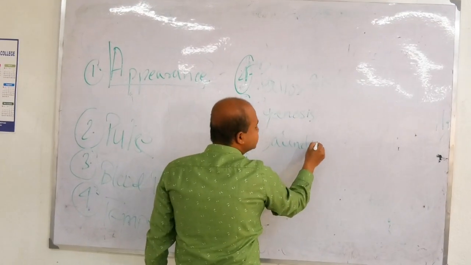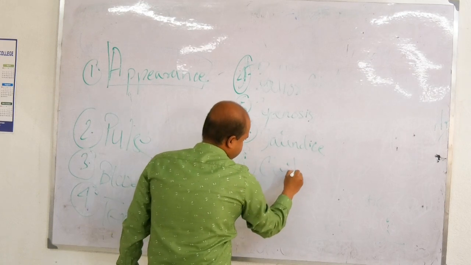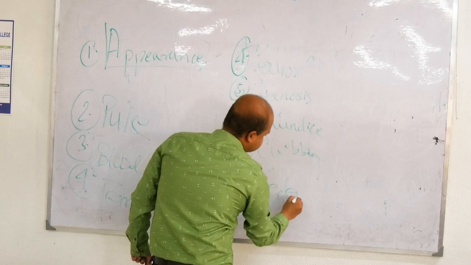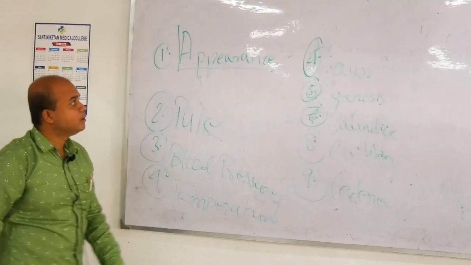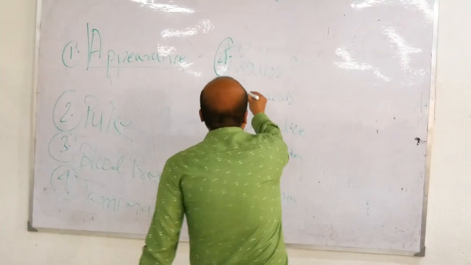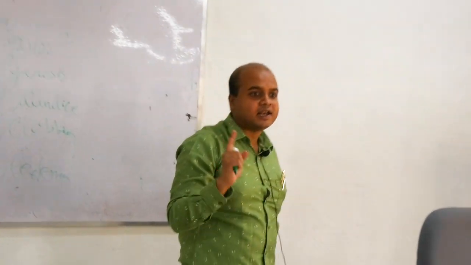So on Monday, were these things discussed? Why were you saying not discussed? At least you should remember the names of the headings. If you don't know the headings, what did we learn? Pallor, cyanosis, jaundice, clubbing, edema.